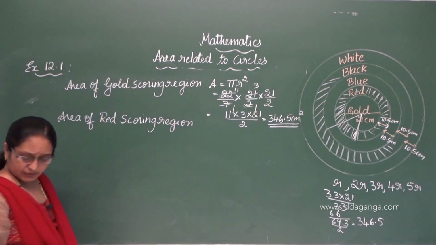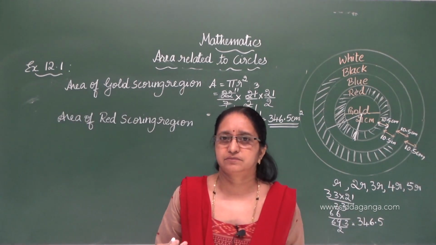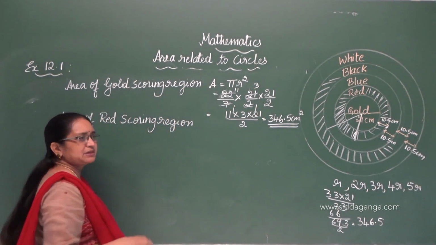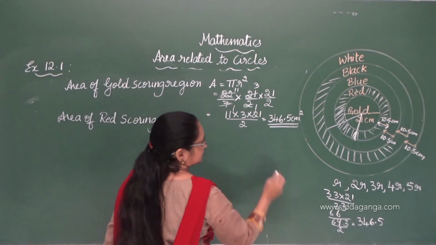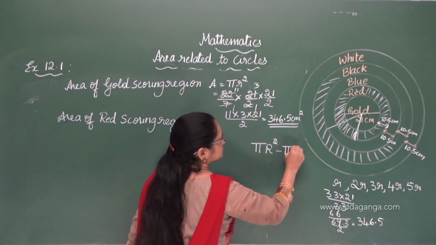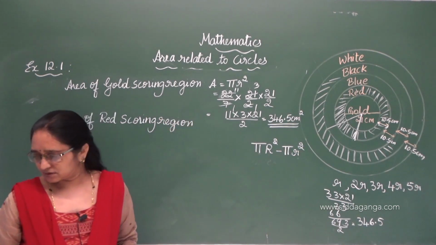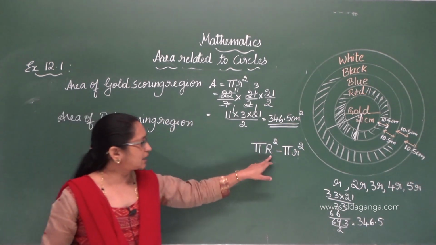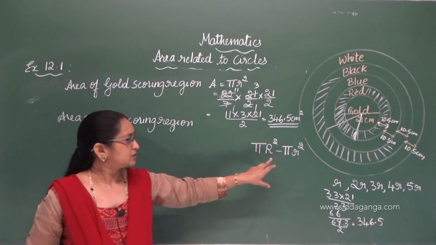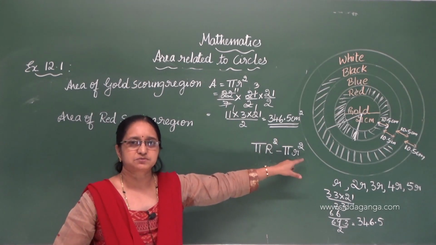Now here, in the previous class I had given this πR² minus πr². I hope you can remember this. The radii of the two circles are R and small r. So when you want to find the area, it is the area of the bigger circle minus the area of the smaller circle.